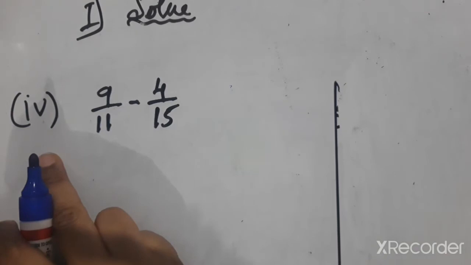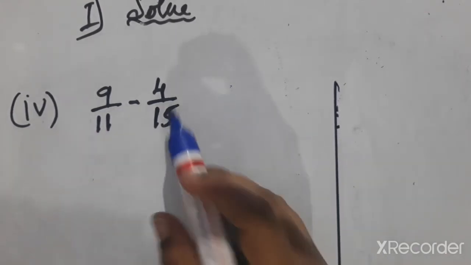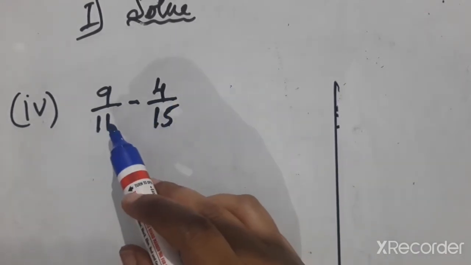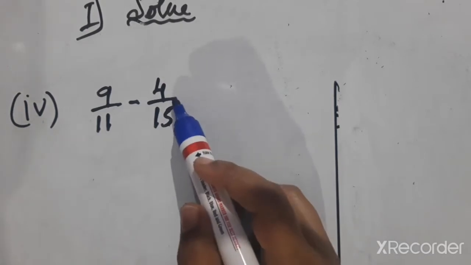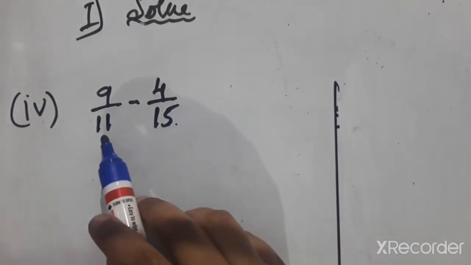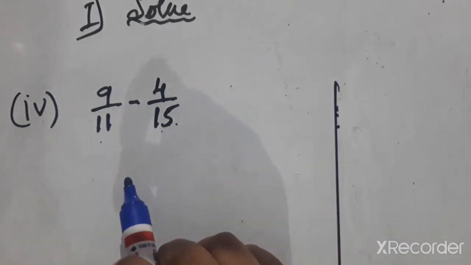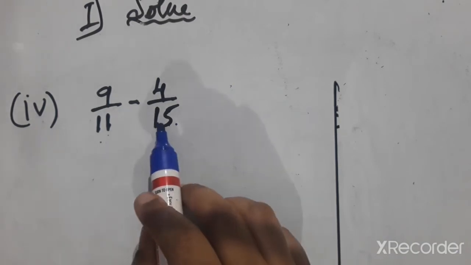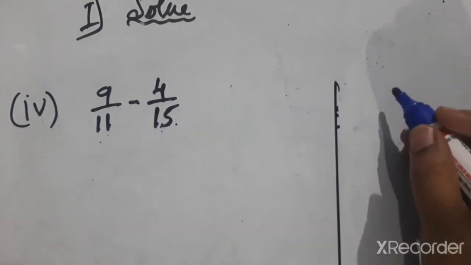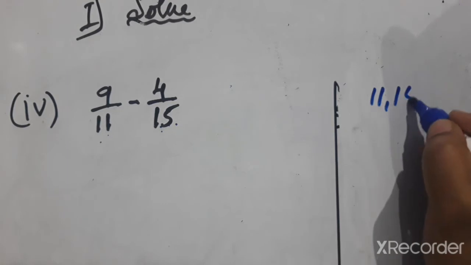Now fourth question, 9 by 11 minus 4 by 15. So first number is a fraction and second number is also a fraction. To subtract, the denominator should be the same value. So convert into same value, means like fraction. First find the LCM of 11 and 15.